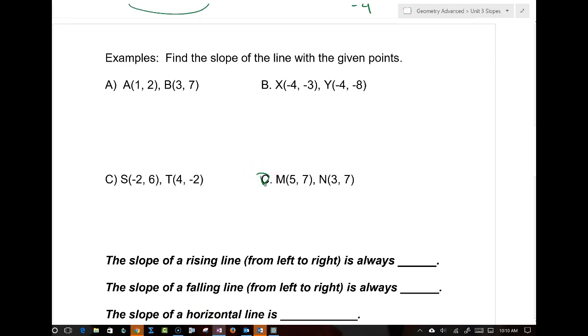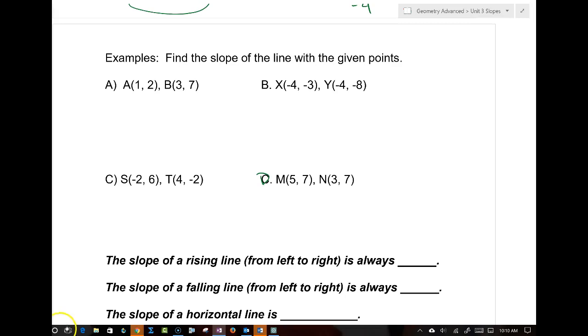Let's change that one to a D. Go ahead and find the slopes of these, showing your work, all right? Write down your formula. We're not going to take a long time on these, but make sure you're on it, and I will work on them too.